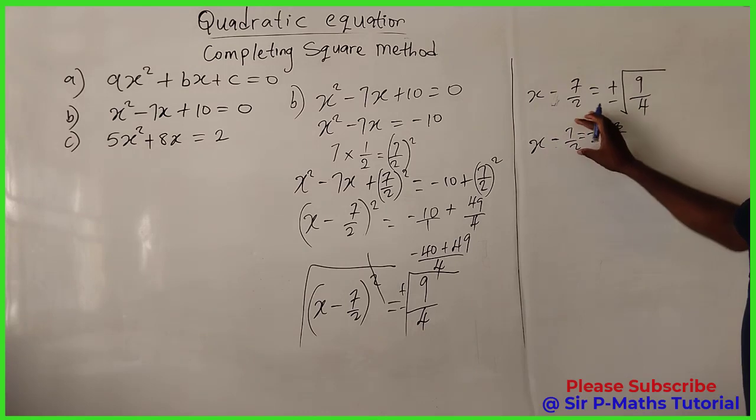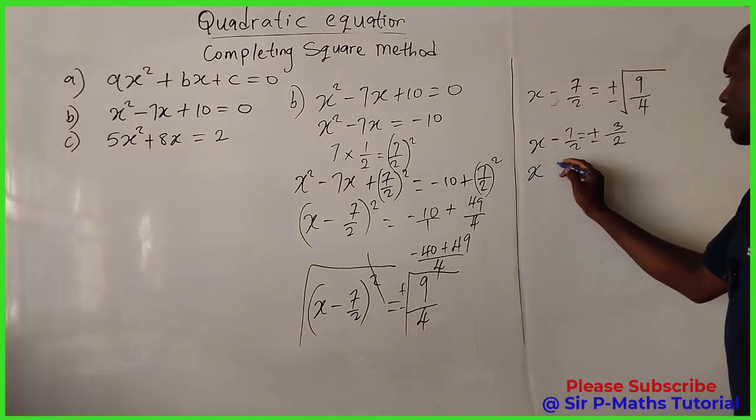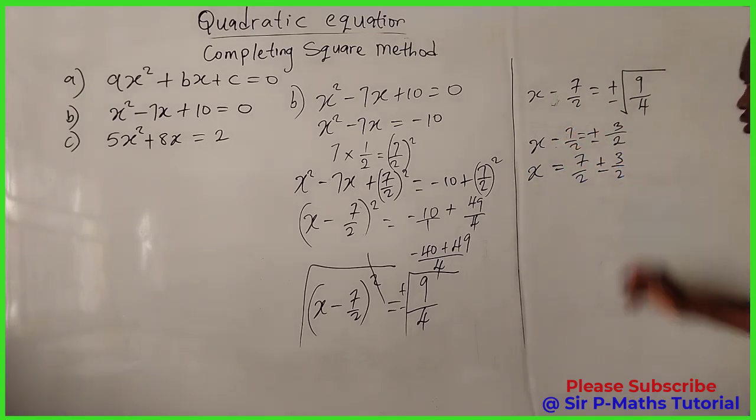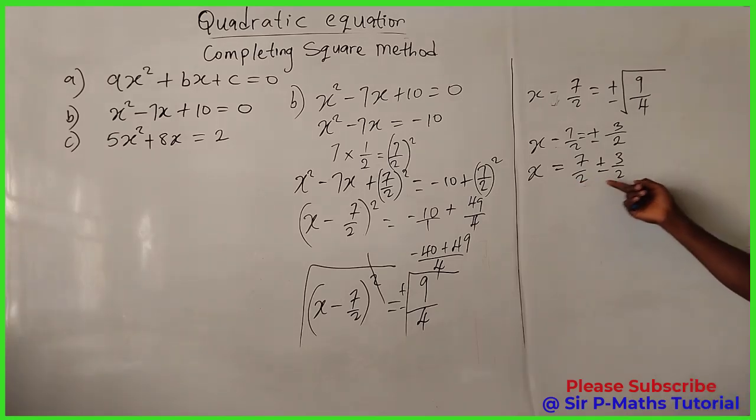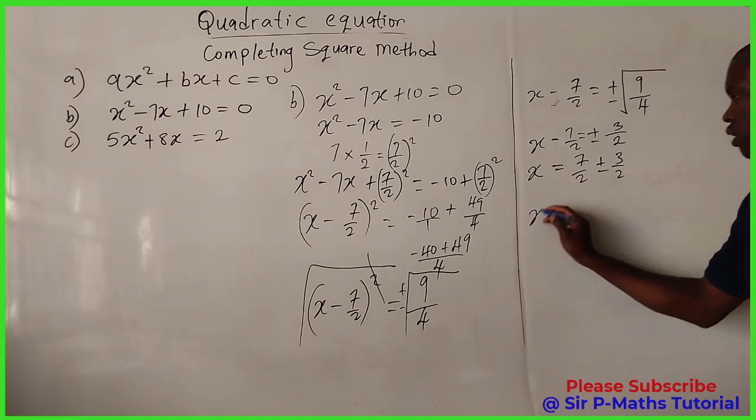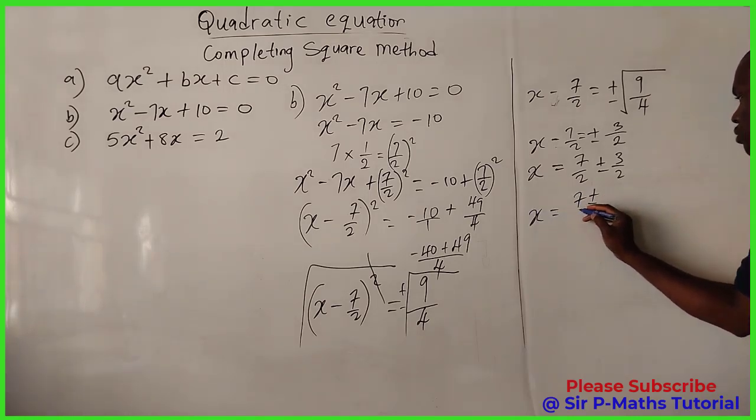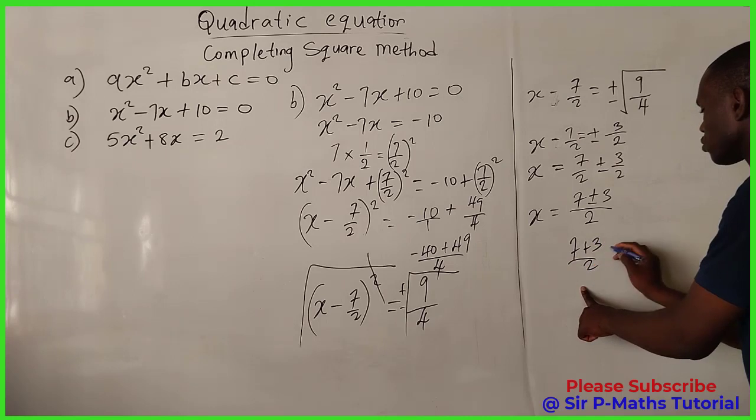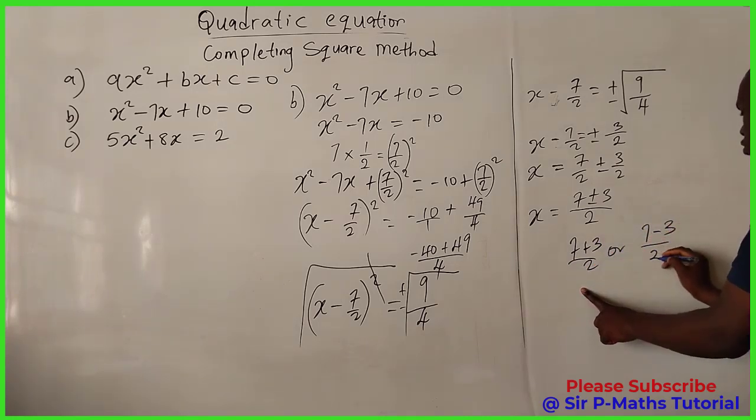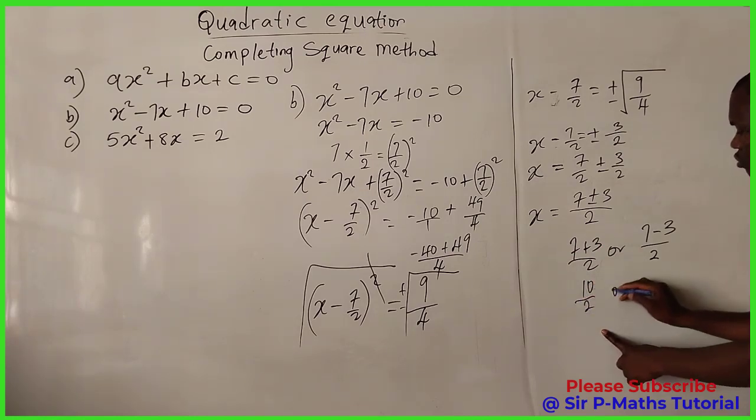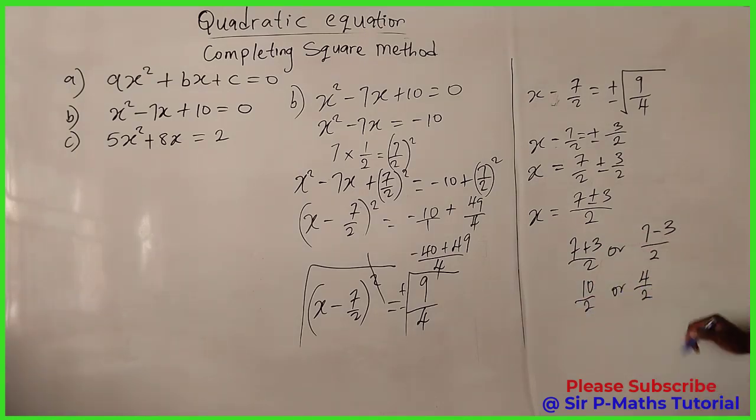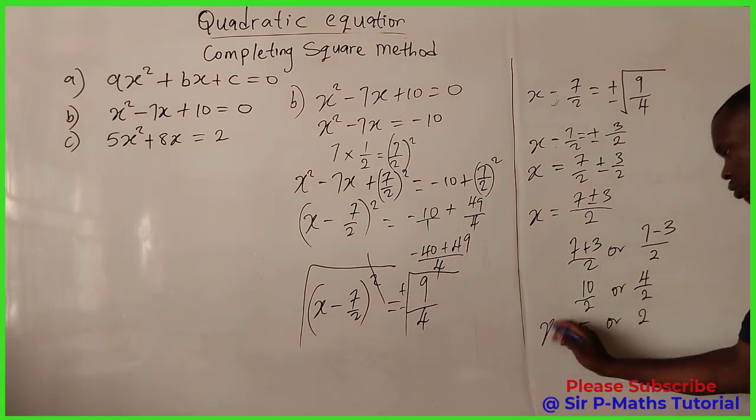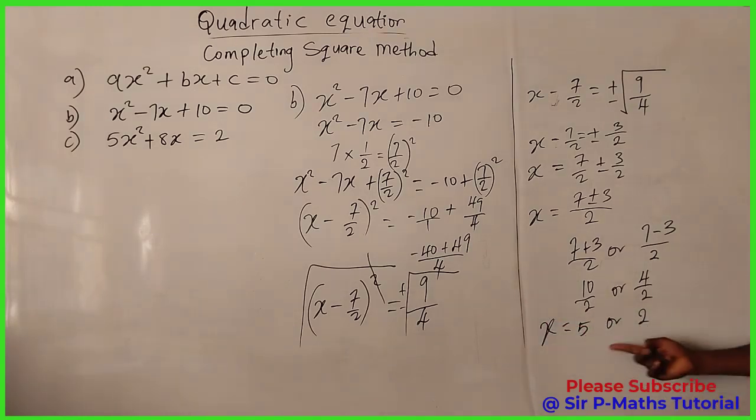Then make x the subject of the formula. That means this guy will cross over to the other side. So I will have x equal to, since it is negative, it will cross as positive, plus or minus 3 over 2. Here we are. The next thing we say is that we have two denominators that are the same. So take 1. I will have x equal to 7 plus or minus 3 over 2. Then you can separate this as 7 plus 3 over 2 or 7 minus 3 over 2. If you add here, you have 10 over 2. If you subtract here, you have 4 over 2. Then you divide. Dividing, I will have 5 or 2. Therefore, my x is gotten as 5 or 2.